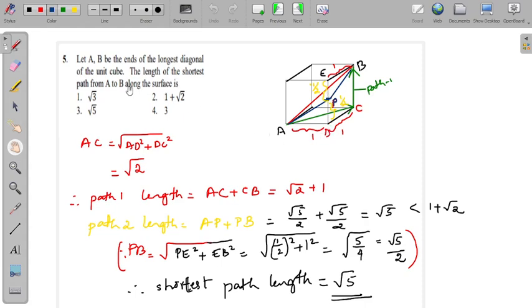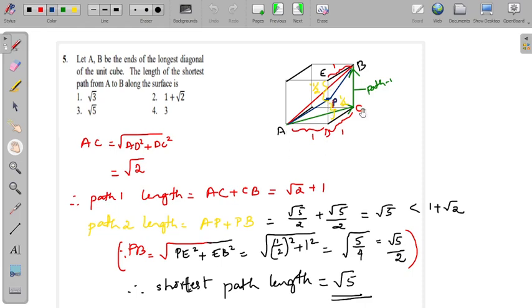The length of the shortest path from A to B along the surface. So I have to first find out along the surface how can I reach the point B starting from the point A. One possibility is go to AC, then go to CB. This is one path. Go to AP, then go from P to B. That is, there are two ways: AC to CB, AP to PB. This P is the midpoint of the edge ED. So P acts as a midpoint.